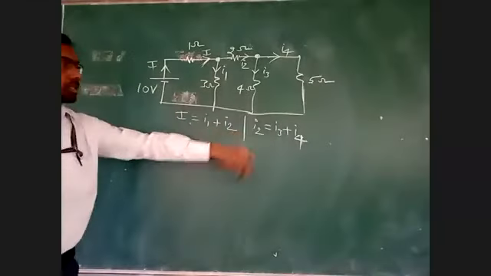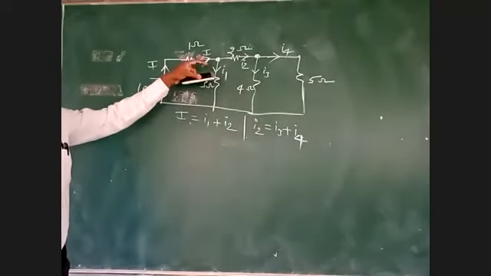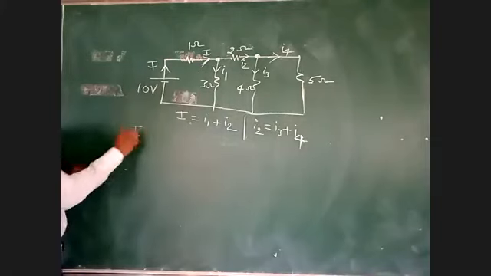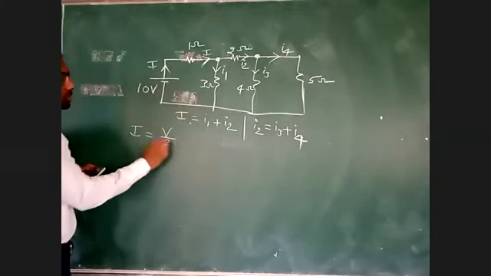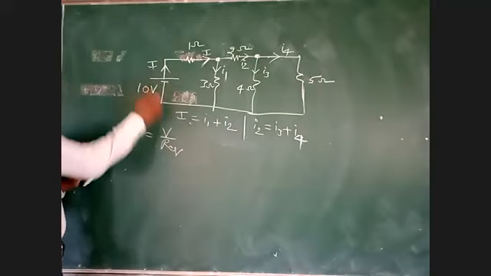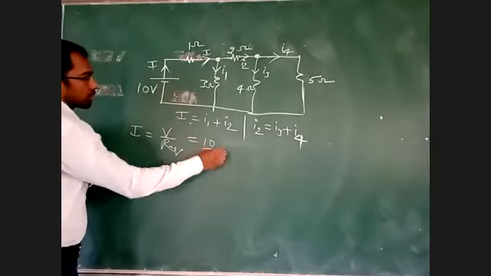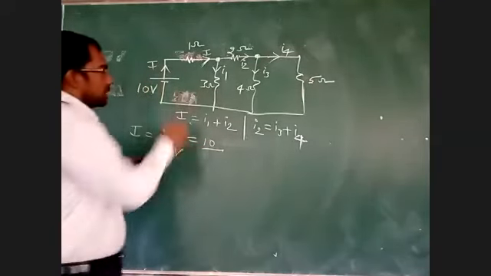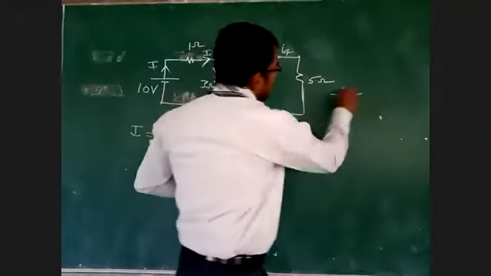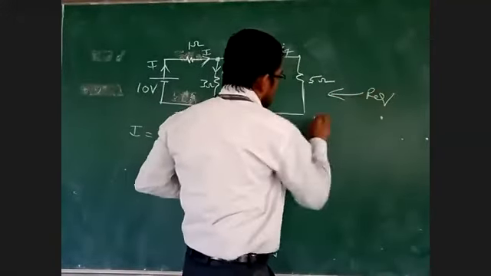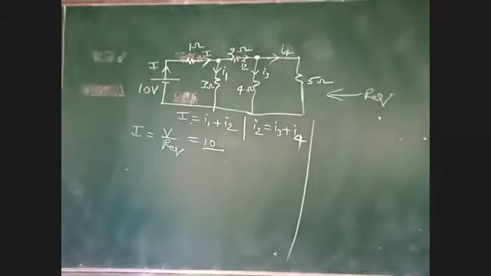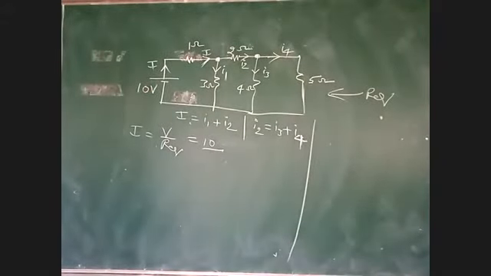Now I have to determine. First, I want to determine the total current. Total current is equal to total voltage by total equivalent resistance. Total voltage is 10. Now I have to determine the equivalent resistance. If the voltage is on this side, calculate the equivalent resistance from the opposite side.